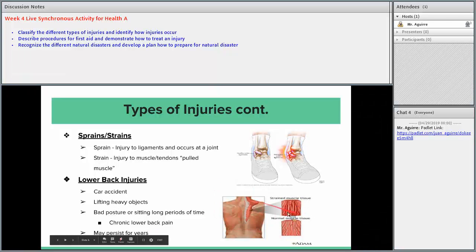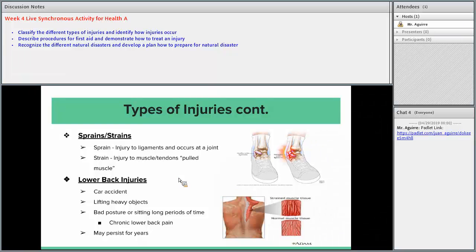Strained muscle tissue goes from normal and relaxed, then it gets inflamed because it gets bigger. It gets red. When you treat it, put some ice, 20 minutes on, 20 minutes off. It helps out. Now, this is an example of a back. Lower back injuries can cause this.